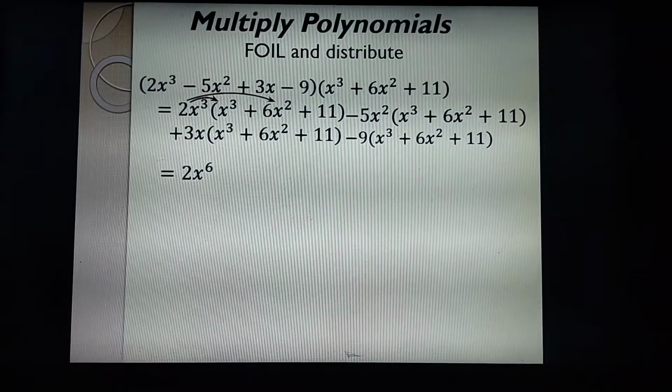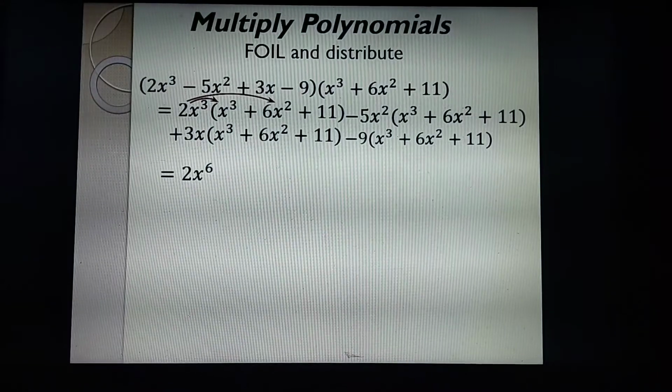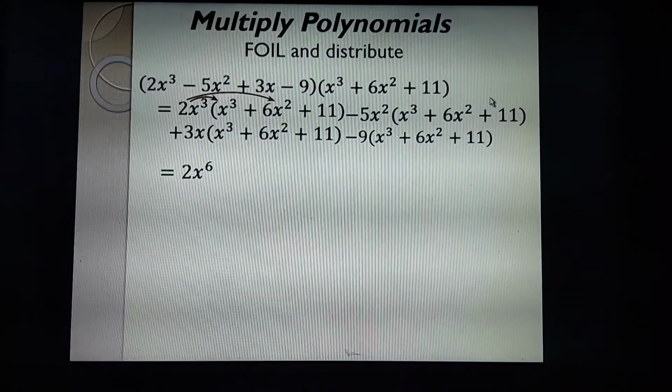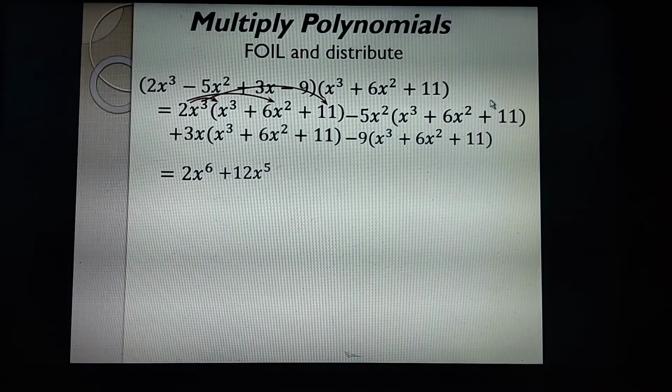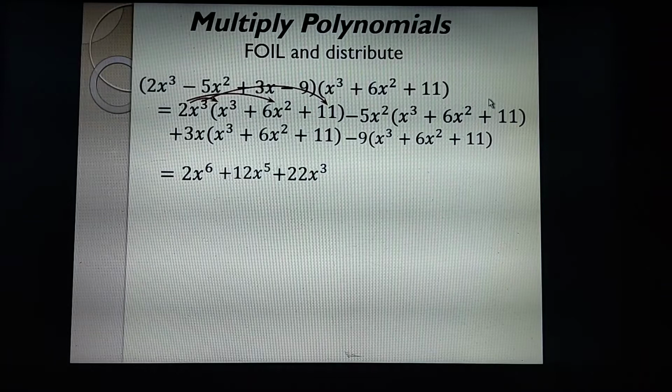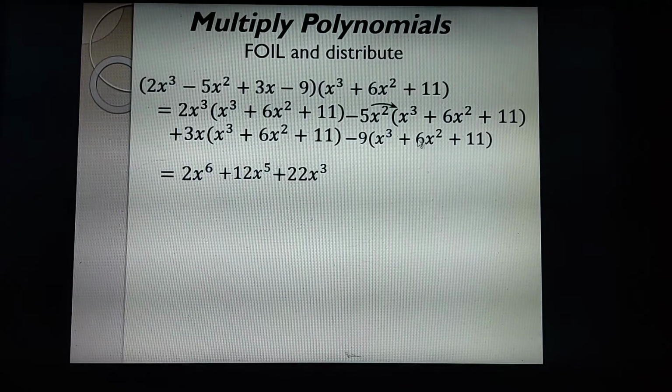Now we're going to do 2x cubed times 6x squared. And we get 12x to the 5th. Then we're going to do 2x cubed times 11. Gives me 22x cubed. Now I'm done with that first problem. I get to ignore it. And I'm going to go over here and focus on the second problem.